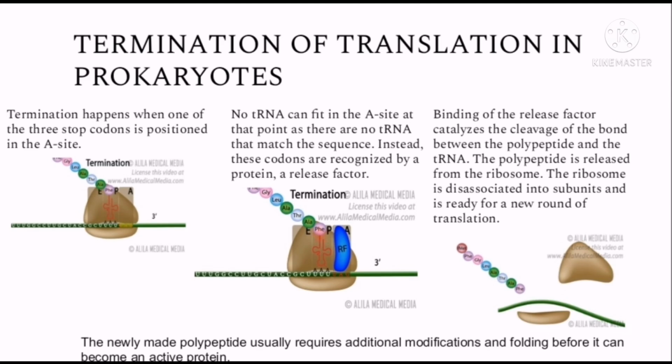Now in this part, there are 3 stop codons that are positioned on the A site, or the entrance to the ribosome. These stop codons have no tRNA. There is no tRNA that can fit in the A site at that point, as there are no tRNAs that match the sequence. So even though there are tRNAs, such tRNAs do not match the sequence in the mRNA.